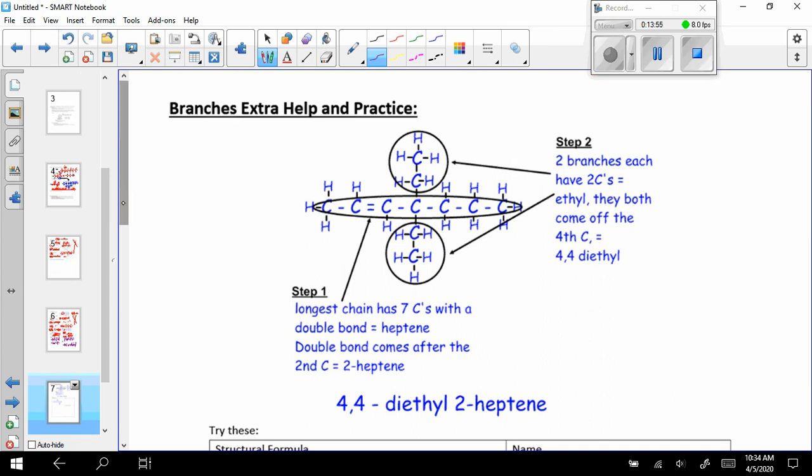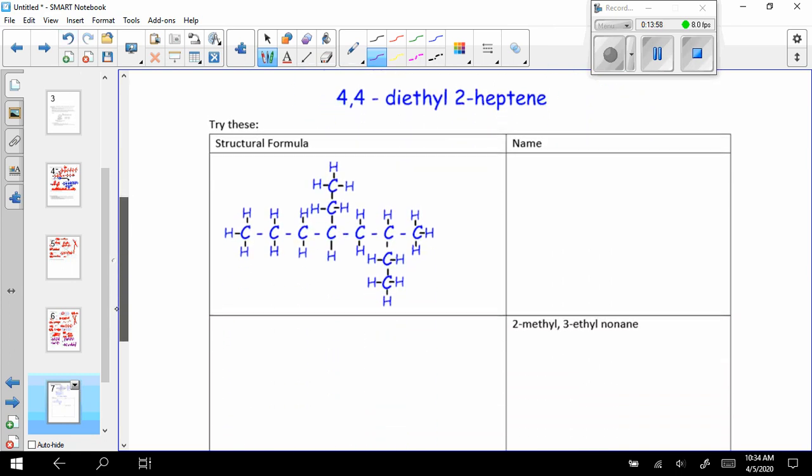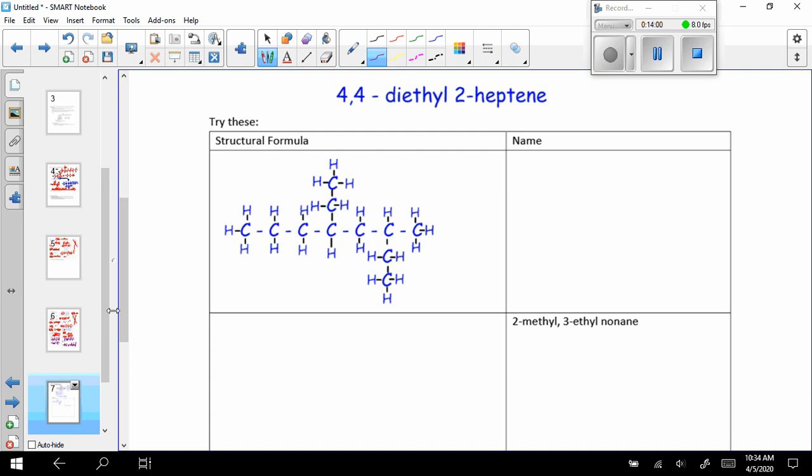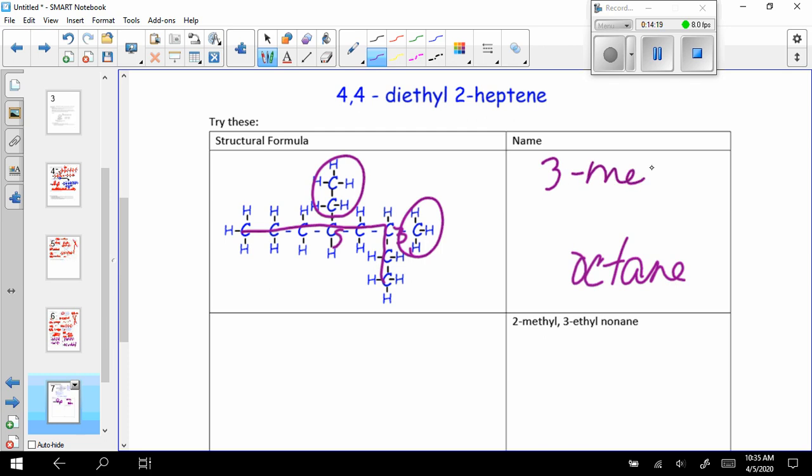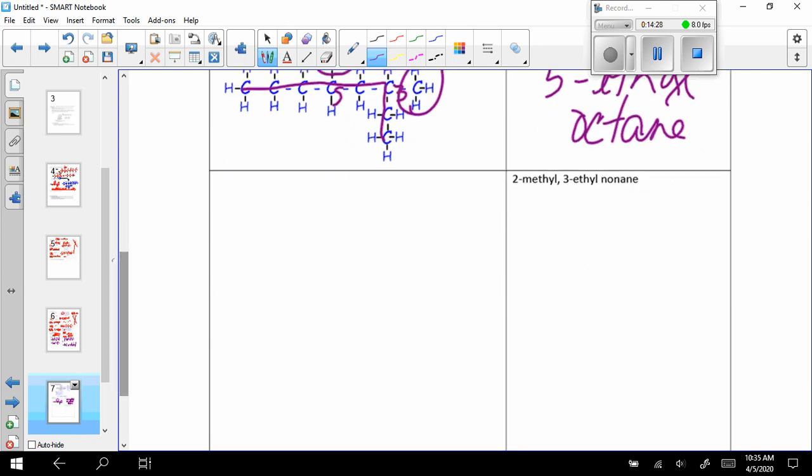All right, and then I go through and I give you another branching lesson just to make sure you got it. All right, naming this one. Actually, we already named this one. I remember doing it. That was my longest chain. These are my 2 branches. So 1, 2, that's my third carbon. 5, 6, 7, 8. So the last name is octane. Number 3 has a methyl. And 5 has an ethyl. So 3-methyl, 5-ethyl octane.